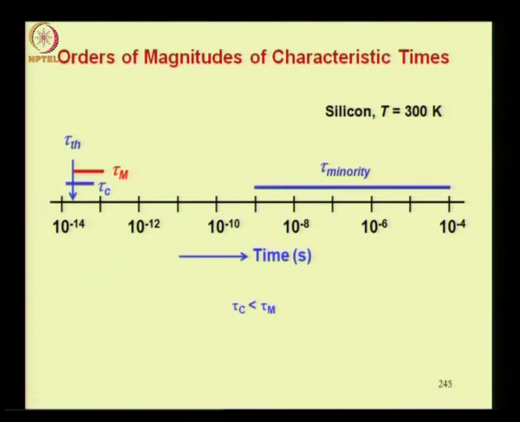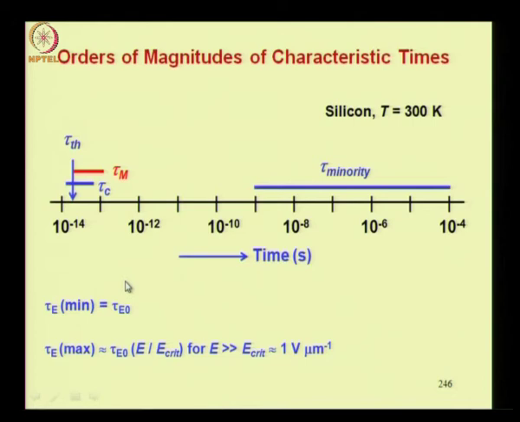Now the mean free time, or the time between collisions, is always less than momentum relaxation time. So the range of tau c would be something as shown here as compared to the red line for tau m. Let us look at the energy relaxation time.